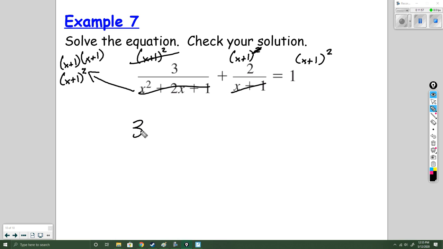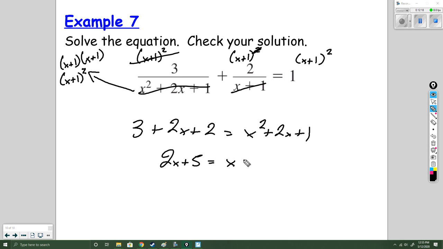So we get 3 plus 2x plus 2 equals x squared plus 2x plus 1, which is its standard form, its original form that it was in this problem. And now we're going to solve this equation. All right, so we could combine like terms on the left side. So we get 2x plus 5 equals x squared plus 2x plus 1. And now get everything over to one side. This is a quadratic that we want to check out if it's factorable.